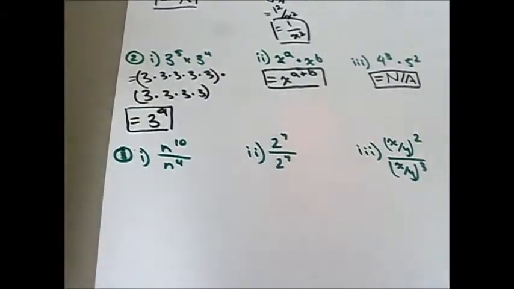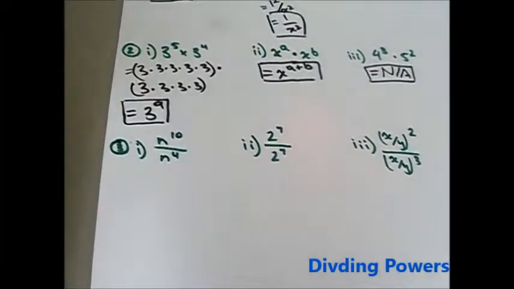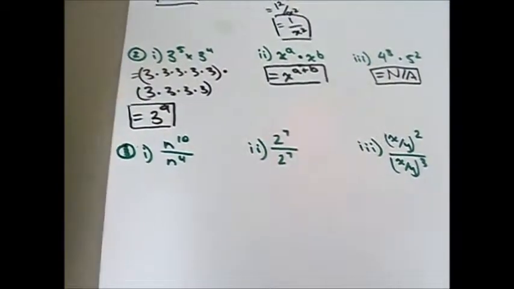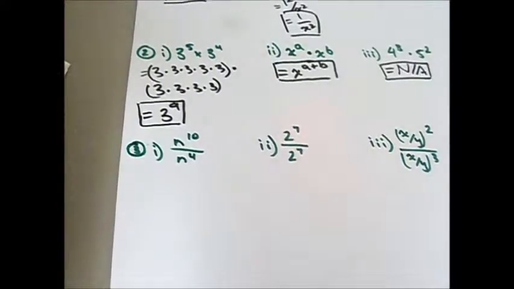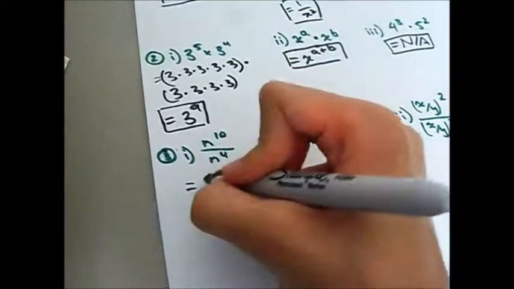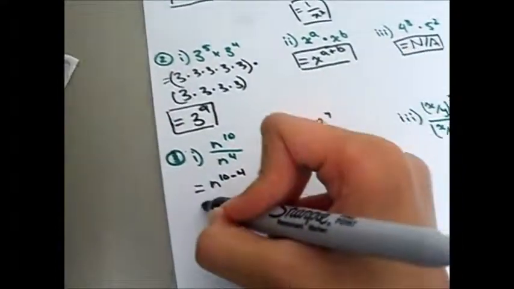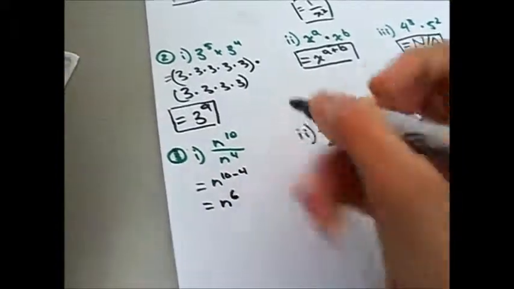If multiplying means adding exponents, then dividing must mean subtracting exponents. So let's try the first one, n to the power of 10 divided by n to the power of 4. So I'm simply going to write n to the power of 10 minus 4, which will give me n to the power of 6.